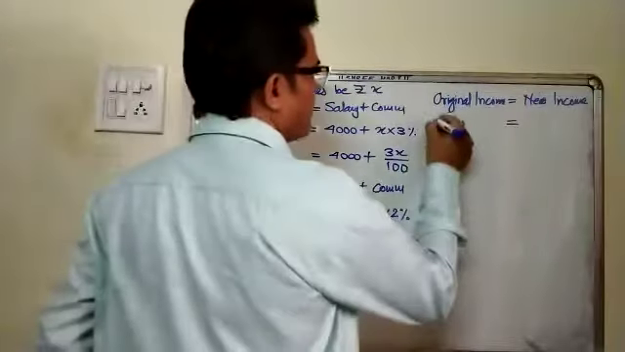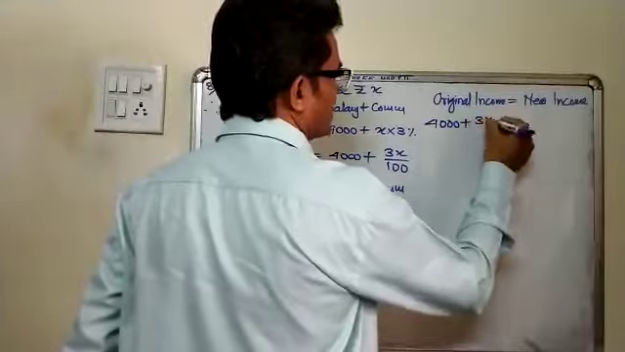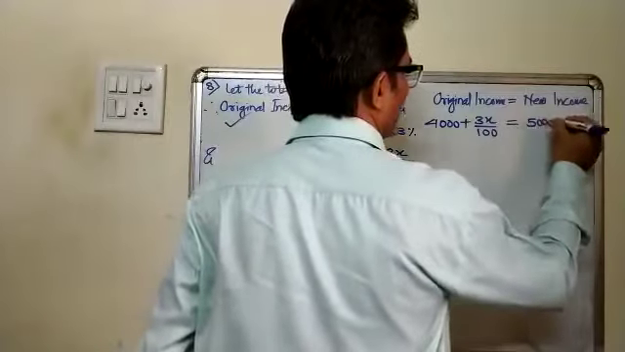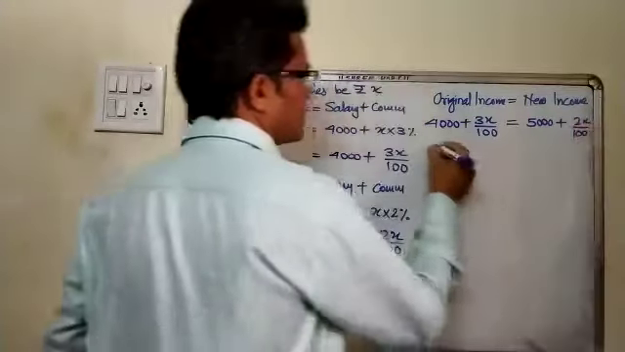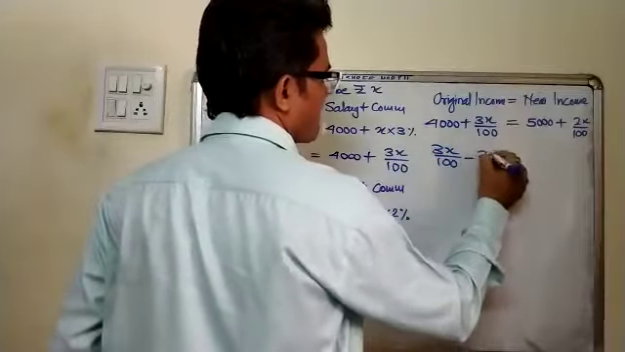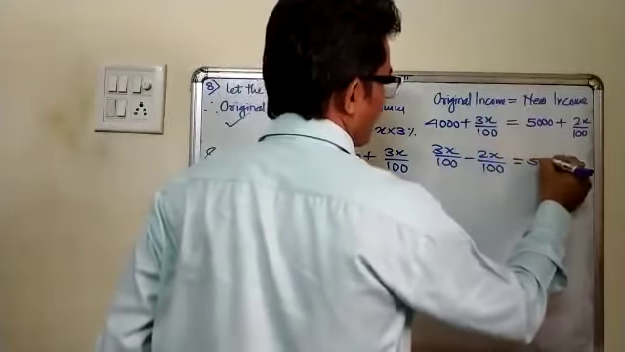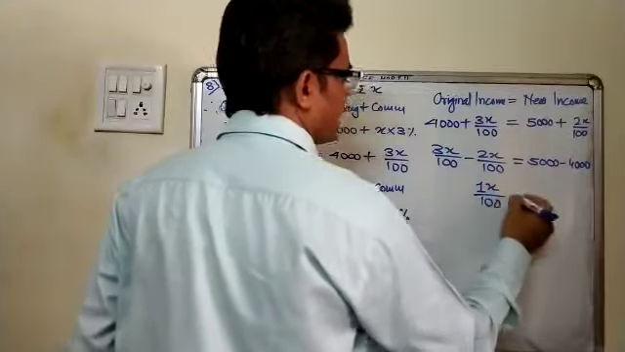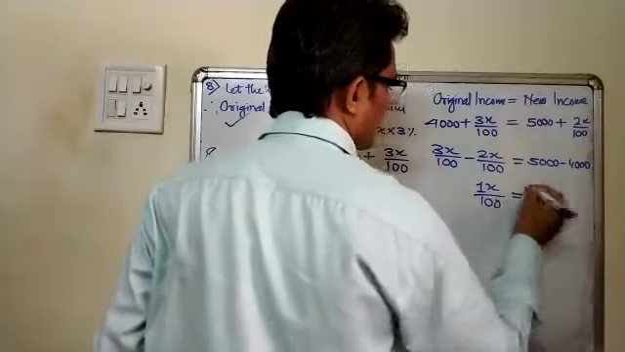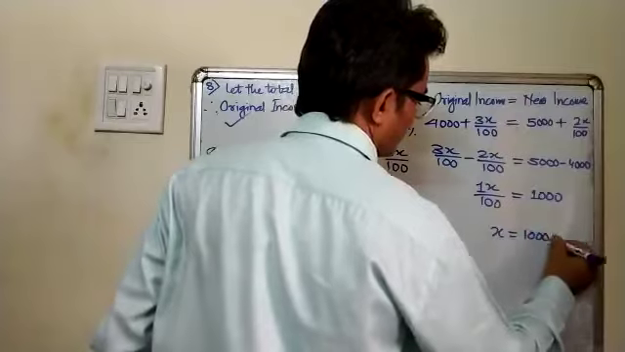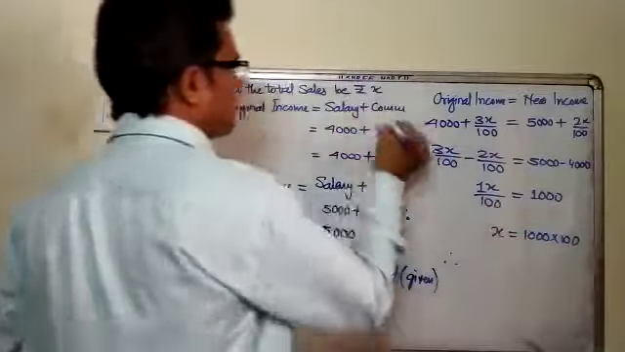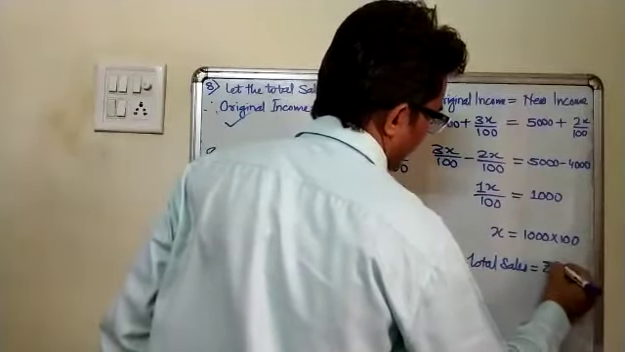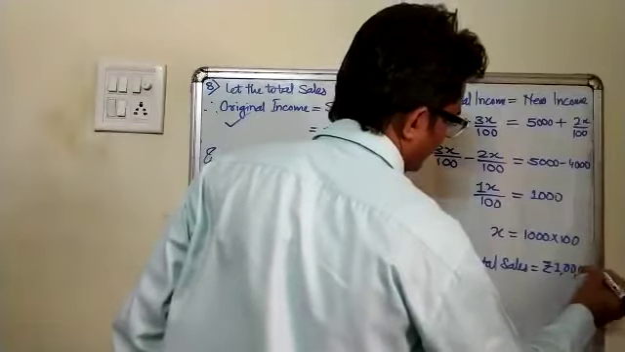What is the original income? 4,000 plus 3x upon 100. And what is the new income? 5,000 plus 2x upon 100. By doing the LCM, X comes to, what is X here? X is the total sales, and total sales is rupees 1 lakh.